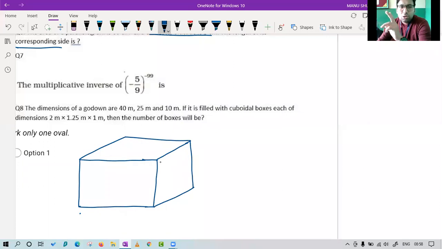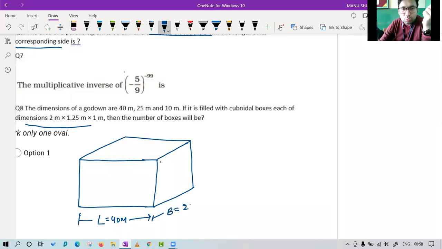Now again, there are two cuboids, class. If you see, there are two cuboids. One is the godown and one is the box. So we have to use two cuboids' dimensions. So better we take some different dimensions. Better is if we take capital L for the godown as 40 meters, capital B as 25 meters, and capital H as 10 meters.